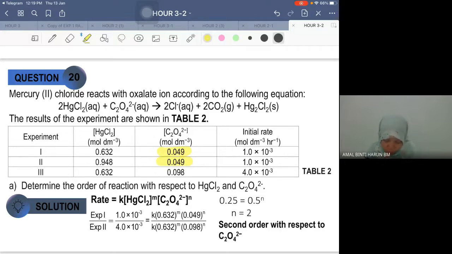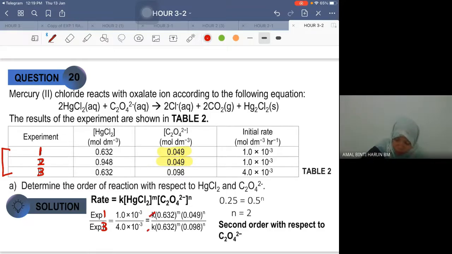eksperimen 1 divided by eksperimen 2. Salah ni, dia buat apa? Ni 1, 2, 3. Eksperimen apa ni dia bagi? Between 1 and 3 kan? So, eksperimen 1 divided by eksperimen 3 kat sini.